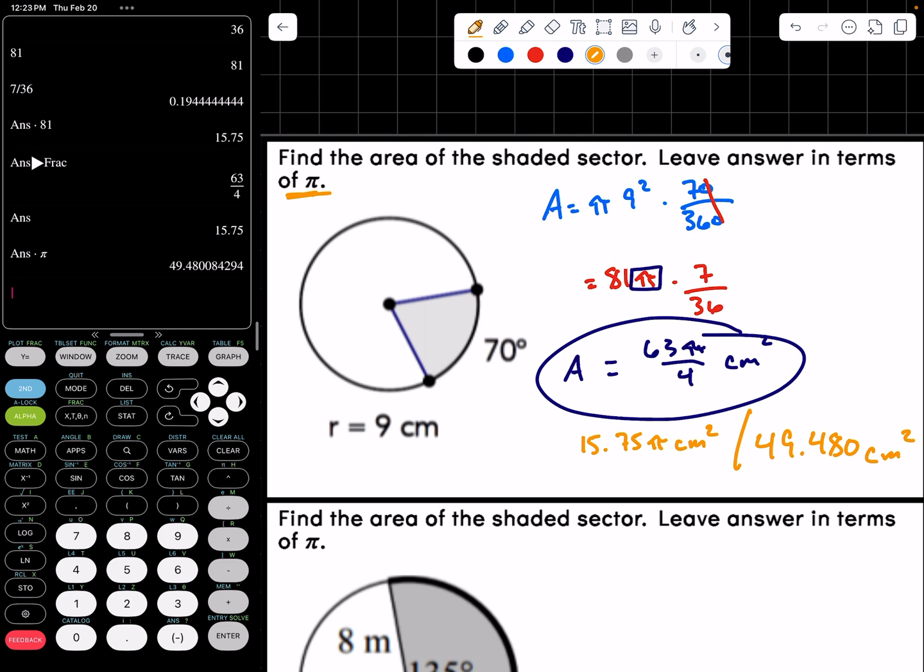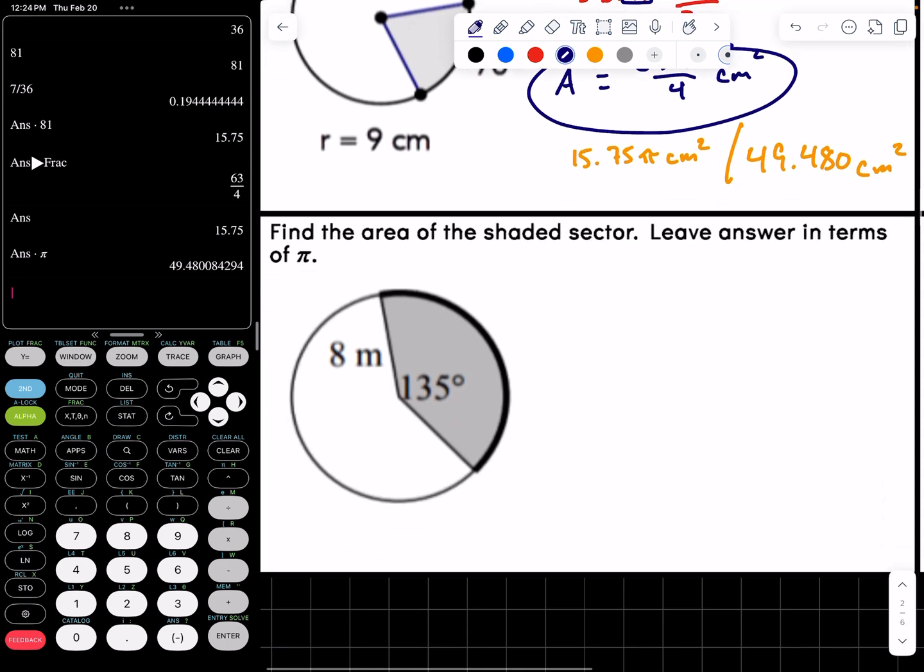The way it asked us was to leave our answer in terms of pi, which is what we did right here. But we could do it a couple different ways, just depending upon what you're being asked for and what is the preferred method. Down here on the bottom, find the area of the shaded sector.